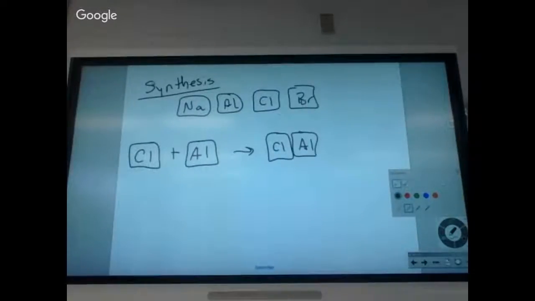Pick one example. Everything else is on back there. That's what I'm gonna do for single displacement, because you need an element and a compound. Oh, yeah, that's nice. Elements and compounds thinking. That's what I was trying to tell you.